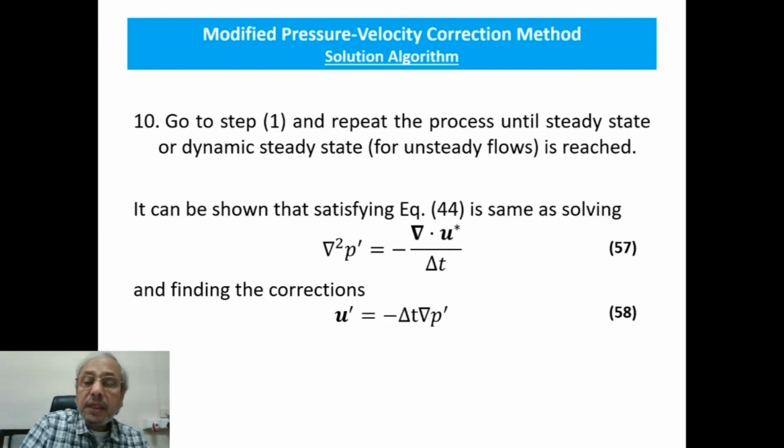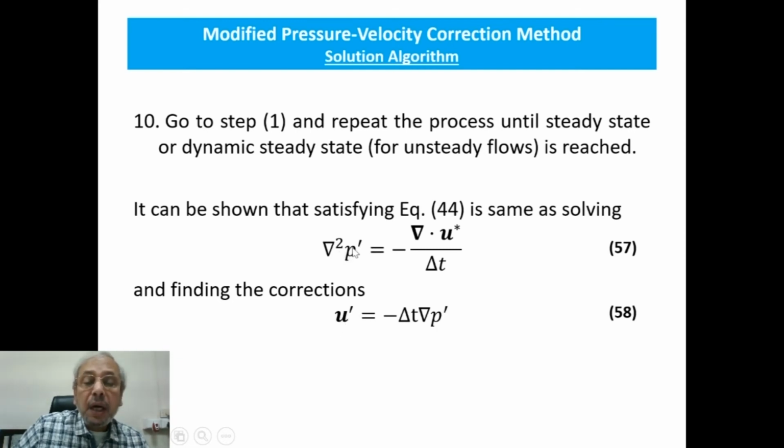When u star reaches n plus 1, this divergence of u n plus 1 is 0, so there will be no longer pressure correction. Otherwise, equation 57 is basically Poisson equation for pressure correction. So simultaneously we get velocity correction term.